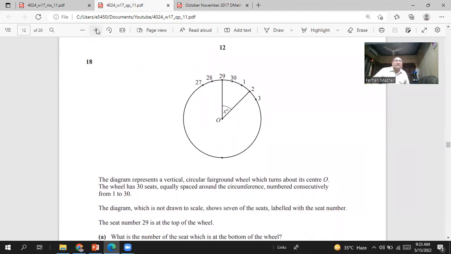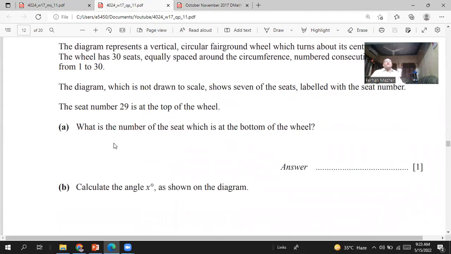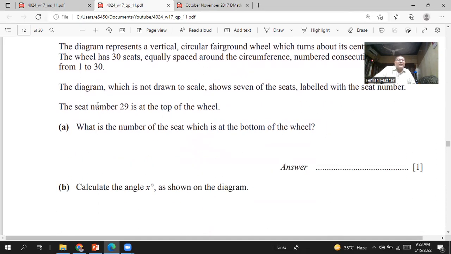The diagram represents a vertical circular fairground wheel which turns about its center O. The wheel has 30 seats equally spaced around the circumference, numbered consecutively from 1 to 30. The diagram, which is not drawn to scale, shows 7 of the seats labeled with the seat number. Seat number 29 is at the top of the wheel. What is the number of the seat which is at the bottom of the wheel?